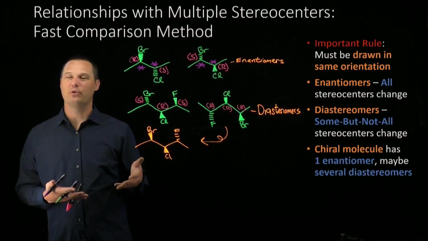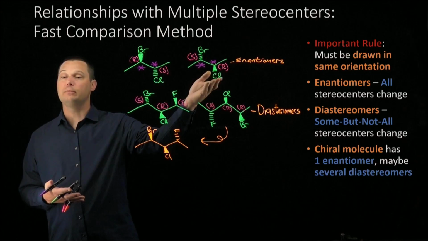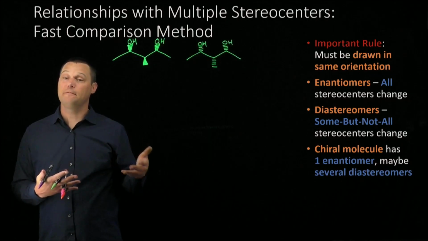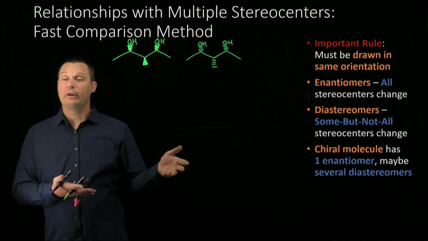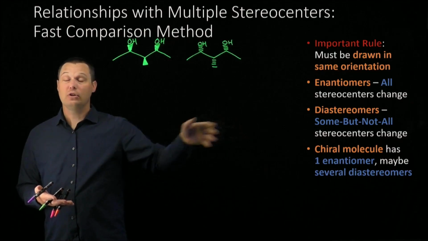Let me make one more important point. For any given chiral molecule, it can have exactly one enantiomer, but it may have multiple diastereomers. Let me end by telling you when this method fails. We saw one minor failure point earlier. If the molecules weren't drawn exactly the same left to right, we couldn't just look at the wedges and dashes.